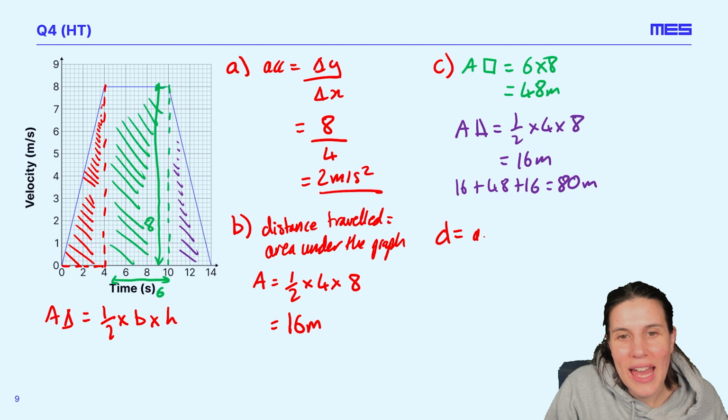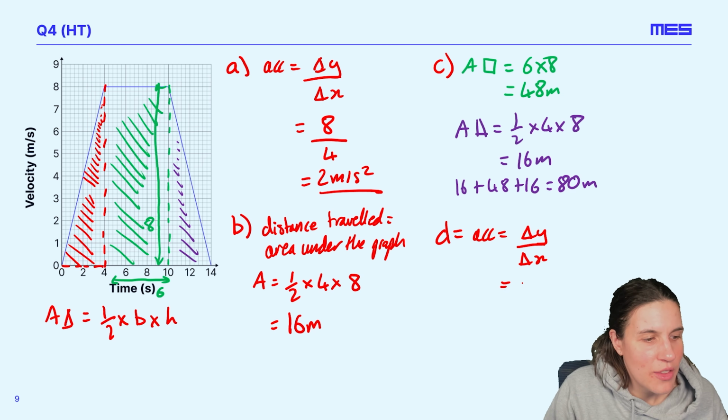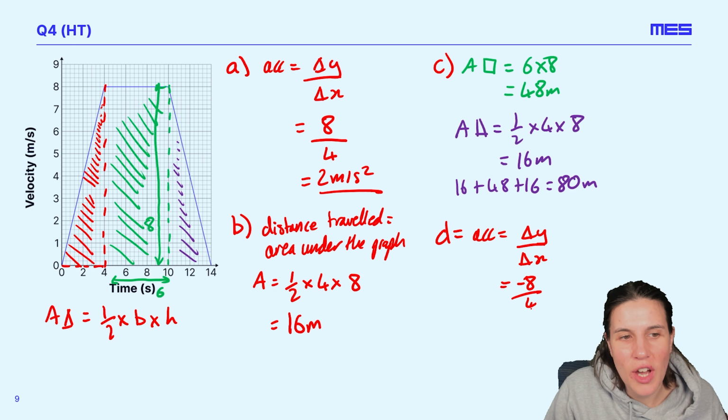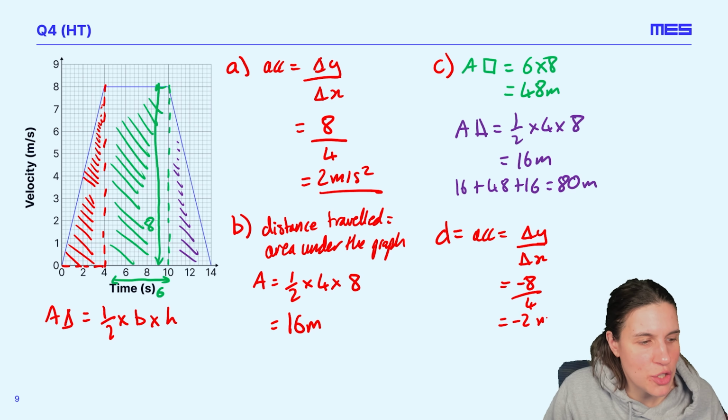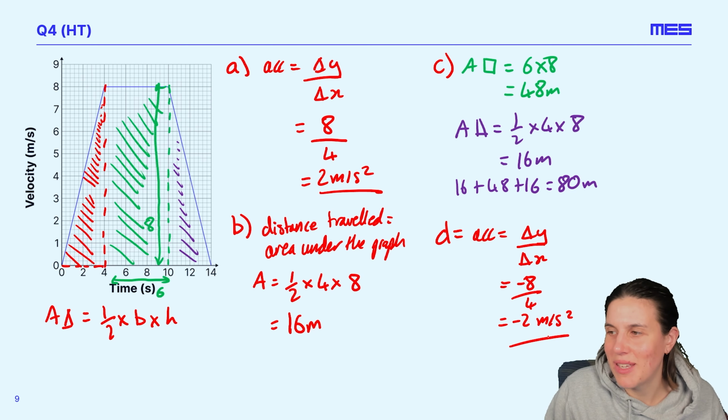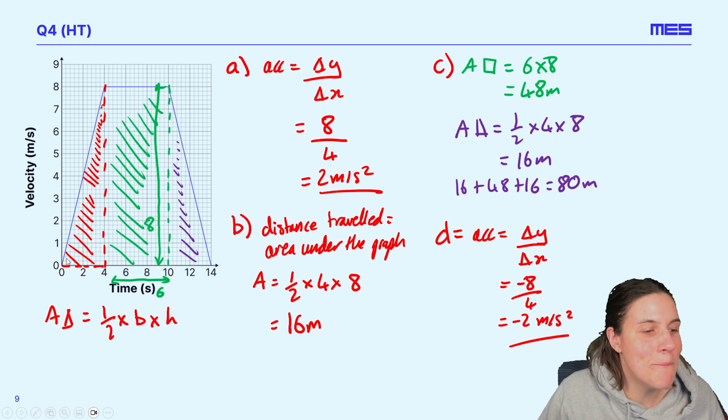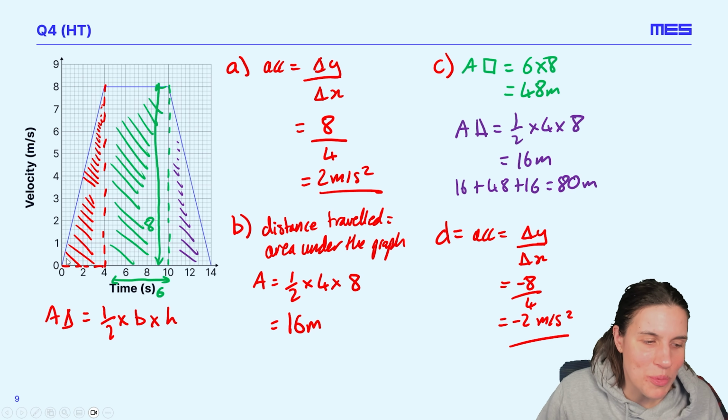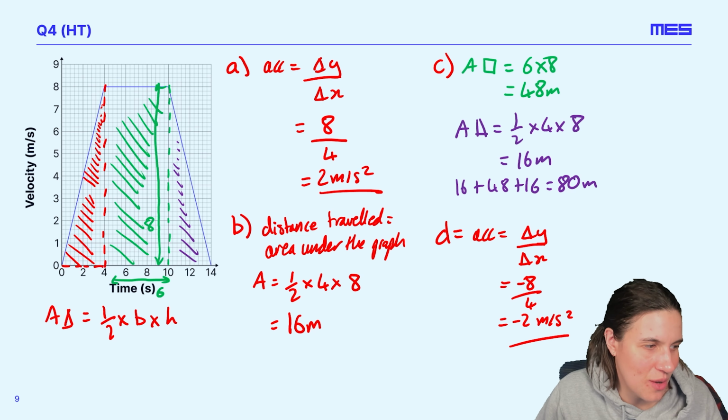So the acceleration would be the change in y divided by the change in x. The change in y would be minus 8 divided by 4, so it'd be minus 2 meters per second squared. It's that minus that shows us that the object is slowing down.